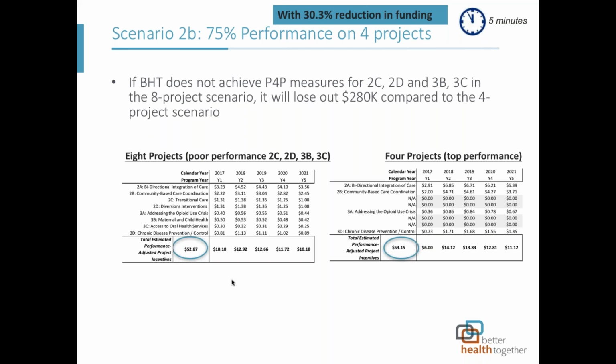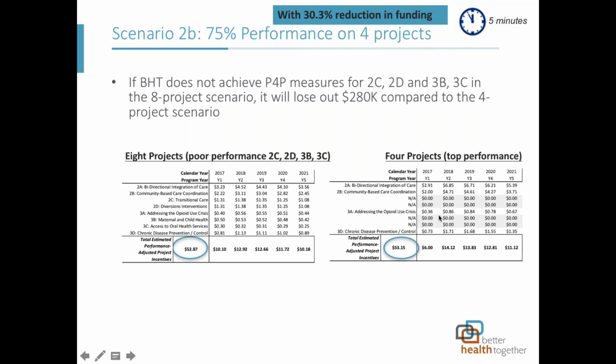And here's sort of the same scenario for 4. So if we did 8 projects, but we actually struggled in 4 areas, so we had 75% performance on four project areas. And for this, we looked at including transitional care and diversion in the projects that we did poorly on. Then we actually see a pretty big loss. We're down to 53 million for our maximum earning potential.